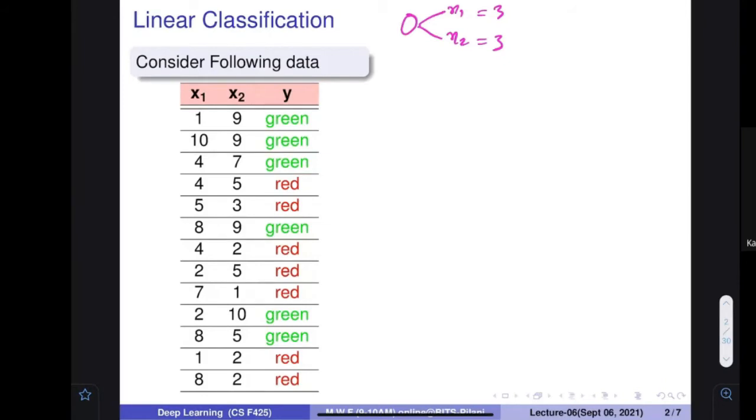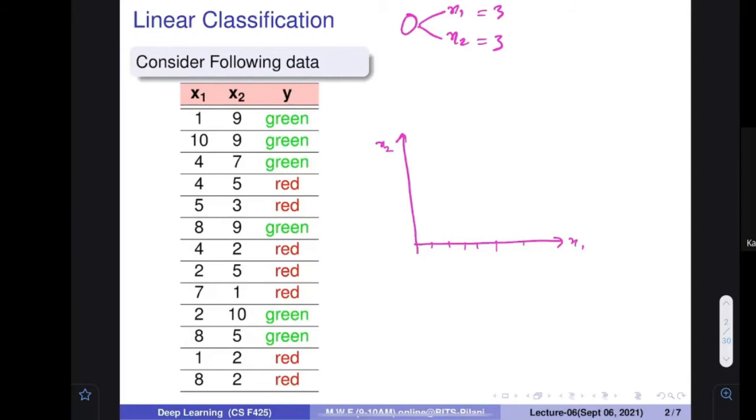What if we plot it? In one direction you say x1, in another direction you say x2. What is the maximum value of x1? It is 10. So I can mark 5, then till here 2, then 1, 2, 3, 4, and 1, 2, 3, 4, 5.